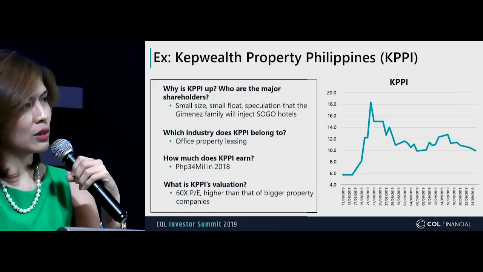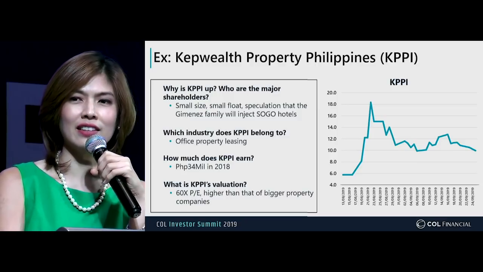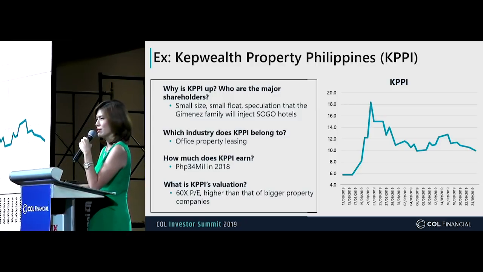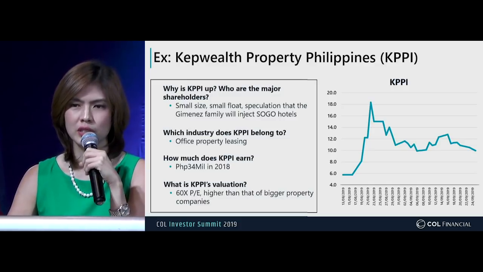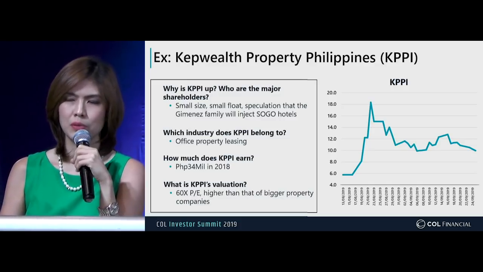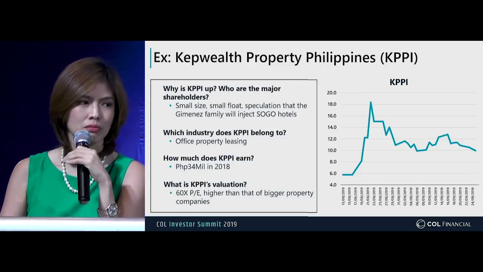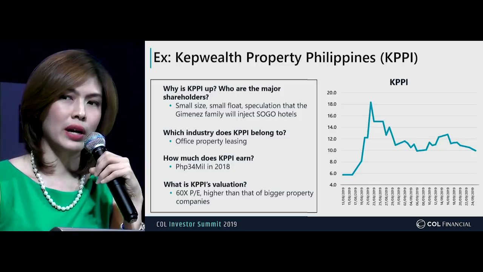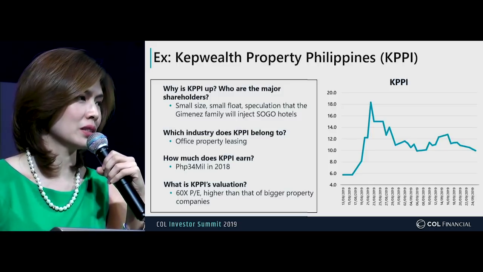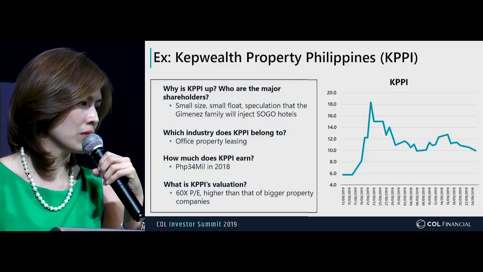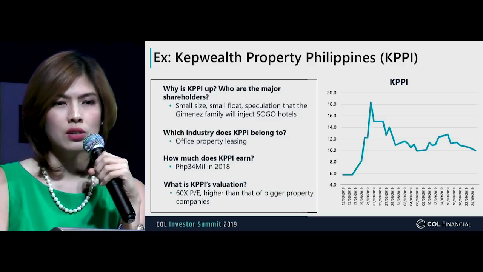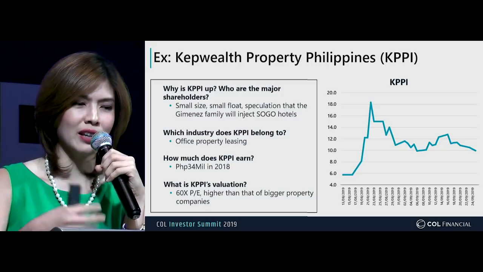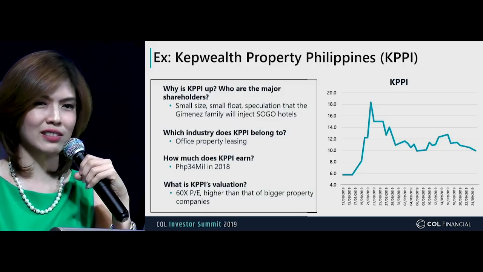Okay, so yan, ito. A high-flying stock that a lot of people are wondering, if I still have this stock, should I sell it already or keep it? Okay, why is the stock up? Who are the major shareholders? Well, when Kepwealth did its IPO, it's a small IPO. At the IPO price, market capitalization is only 1 billion pesos. And then 30% float. Major shareholder is the Jimenez family, and they also own Sogo chain of hotels. So there is speculation that that hotel chain would be injected, okay?